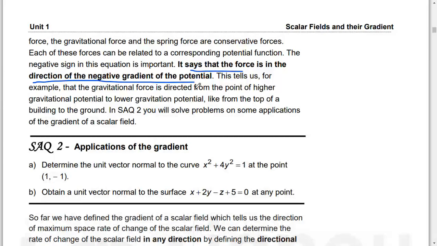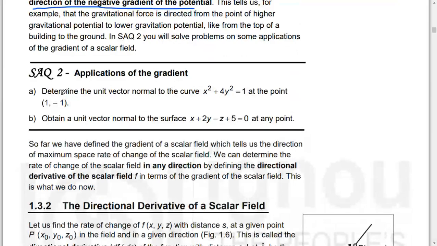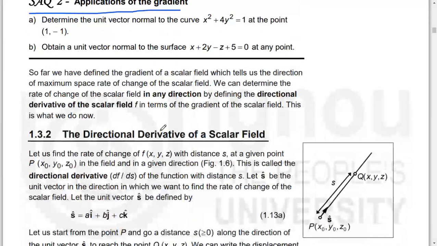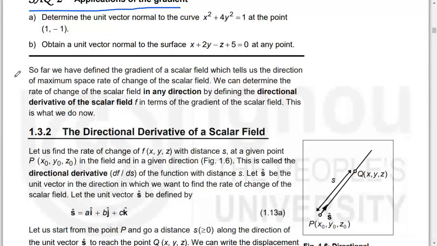In SAQ2, you will solve a problem on some application of the gradient of a scalar field. SAQ2 applications of the gradient. So far we have defined the gradient of a scalar field, which tells us the direction of maximum space rate of change of the scalar field. We can determine the rate of change of the scalar field in any direction by defining the directional derivative of the scalar field f in terms of the gradient of the scalar field. This is what we do now.